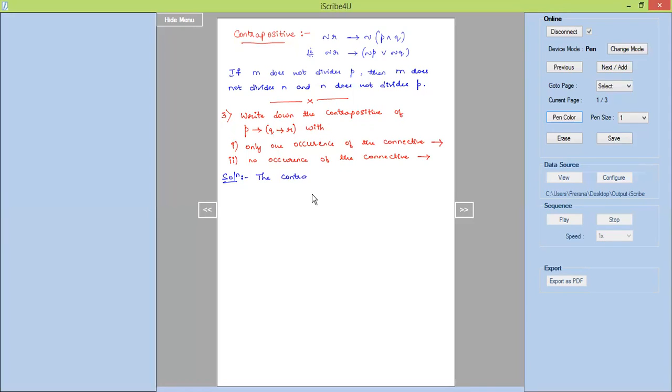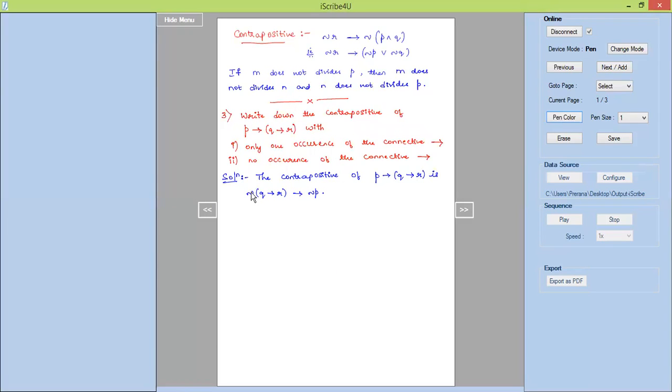The contrapositive of P conditional Q conditional R is negation of Q conditional R conditional negation P. We assume P as P and Q conditional R as Q. So P conditional Q is the given statement. So for P conditional Q, the contrapositive is negation Q conditional negation P.